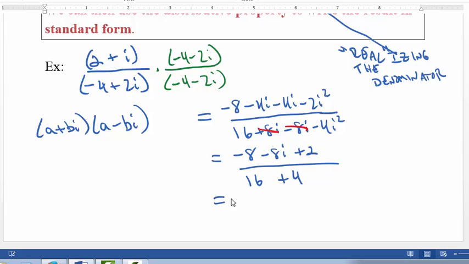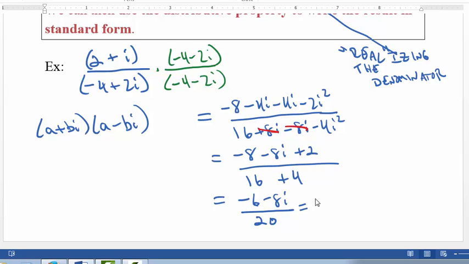And now we're almost there. So the numerator is negative 8 plus 2, which is negative 6, minus 8i. And the denominator is just 20. And you could make the argument that you could leave it like that, but usually what they ask you to do is write it in the standard form, which is a plus bi.